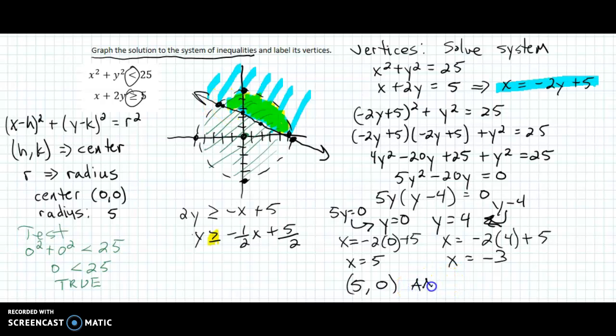And so that gives me my two vertices. And so once again, these are not the solutions. These are just two vertices where the graphs intersect. Let me get my other y value here. So I have my two vertices here. My solutions are the points that are inside of the shaded region or on the solid line.